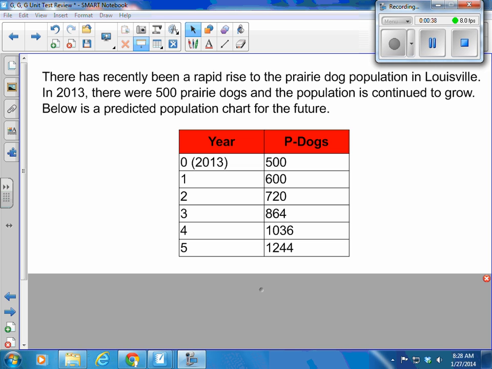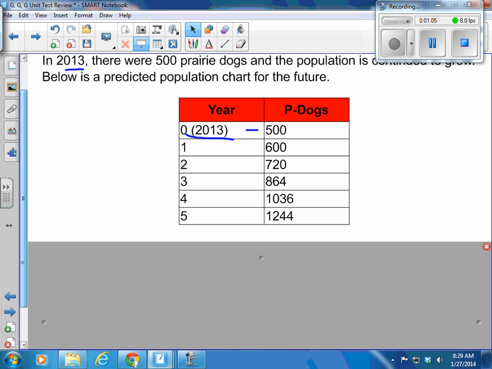So, first question. In Louisville, there has recently been a rapid, that means a very quick, increase to the rise of the prairie dog population. In 2013, there were 500 prairie dogs and the population has continued to grow. Below is a predicted population chart for the future. So we look at year 0, 2013, and we have 500 prairie dogs.